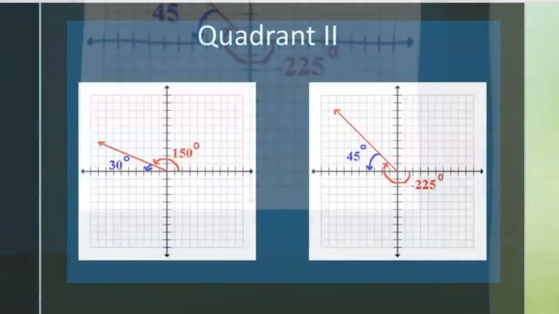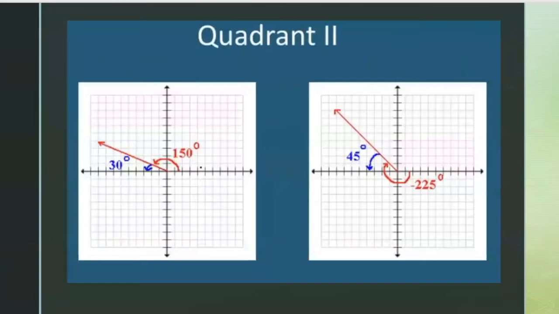So if I have the second quadrant, 150 degrees, as we know, it's between 90 and 180. So here we have the red line, but the reference angle is between the x-axis and the terminal ray. That's why this would be 30 degrees. 150 plus 30 will give us the 180.